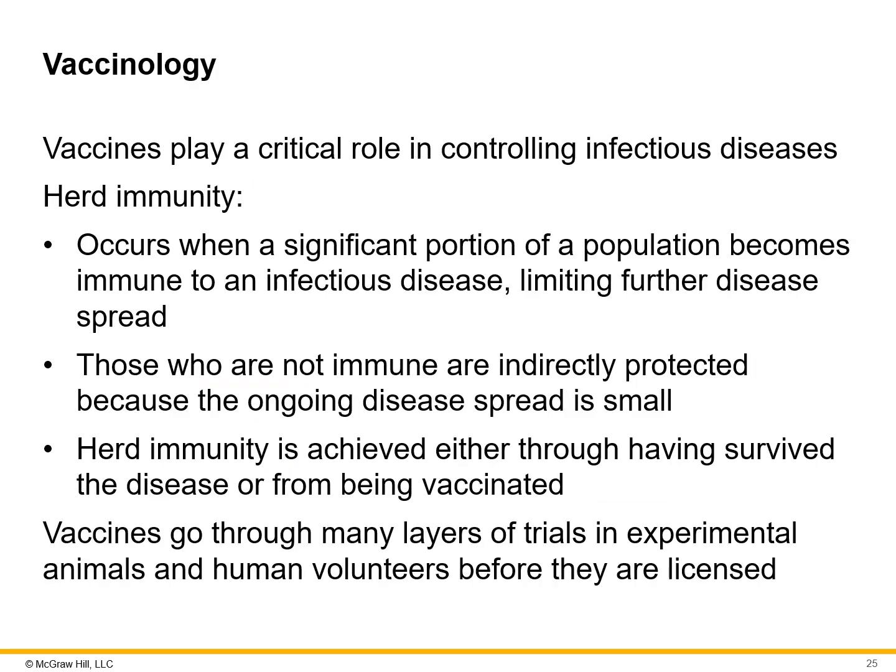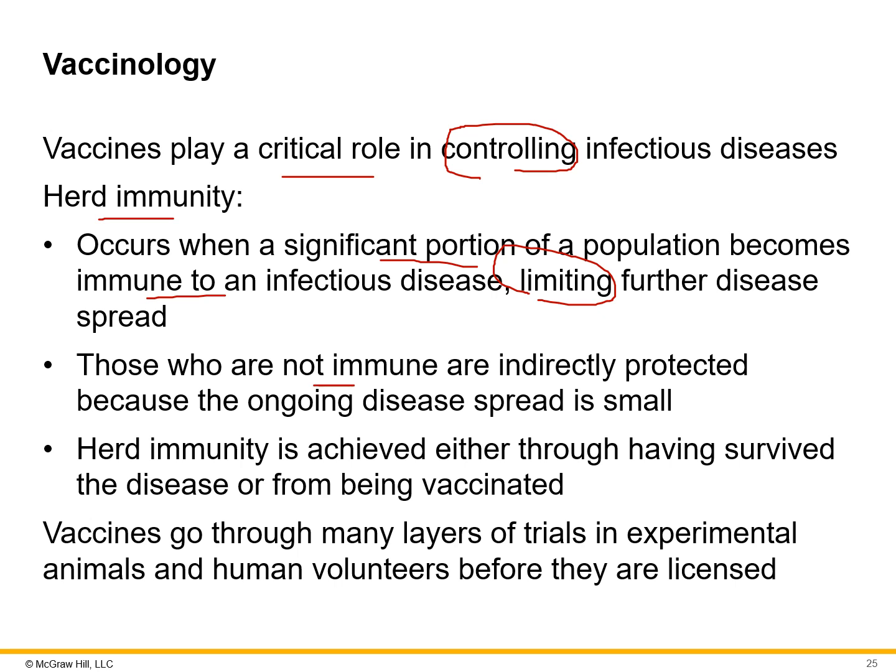Switching now to vaccines, so they play a critical role in controlling infectious disease. So of course we talked already about controlling and disinfecting and aseptic technique, but this is ways of preventing the actual disease. An important concept here is herd immunity. So this is when a significant portion of the population becomes immune. It helps limit further spread of the disease.